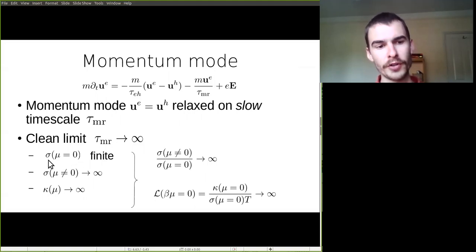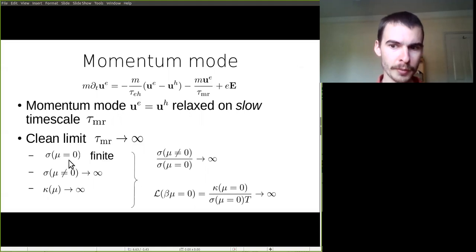First of all, the electrical conductivity at charge neutrality is still finite in this limit because the momentum mode doesn't carry any charge. We've got electrons and holes moving at the same velocity. They've got the same number density, so there's no charge carried. But as soon as you go away from charge neutrality, the momentum mode carries charge, and so your electrical conductivity diverges. Similarly, the thermal conductivity always diverges because the momentum mode always carries heat.